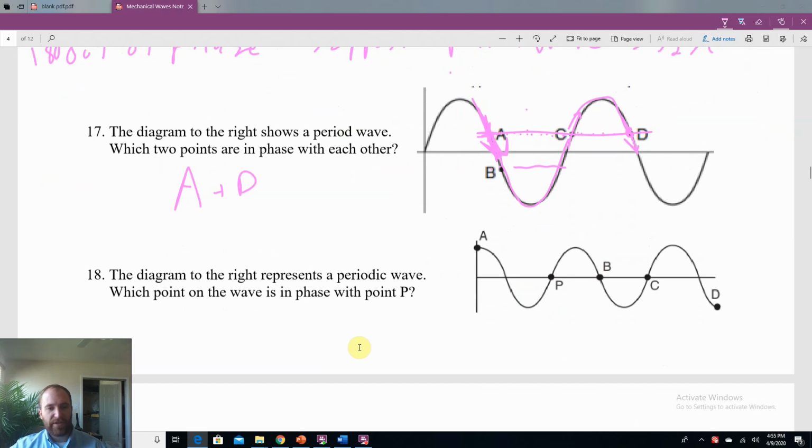18, which is in phase with point P. So kind of like before, we've got point P right here. If we're in phase, we're at the same part of the wave. It should be just as high up. So A is wrong, D is wrong. The answer is either B or C.